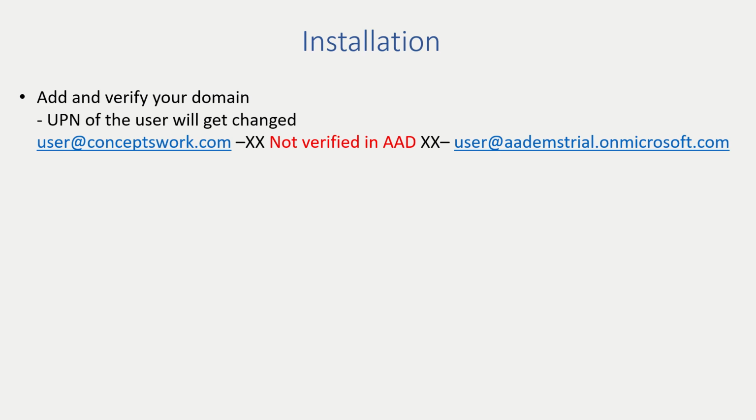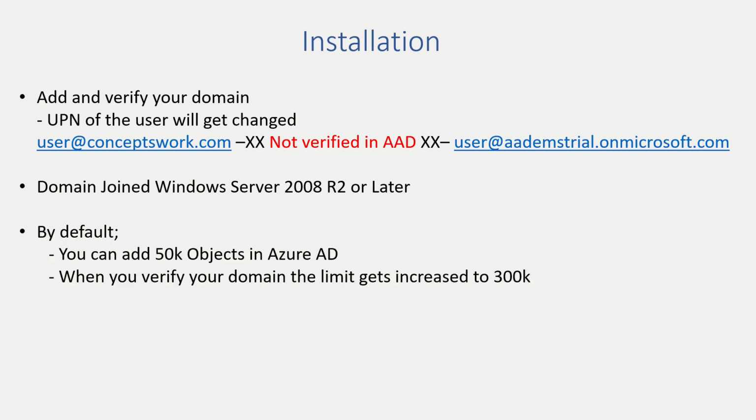The second thing you have to make sure of is that the machine you are using to install AAD Connect must be a domain joined machine, and it should be at least 2008 R2 or later. By default, when you create Azure Active Directory, you have a limit of creating up to 50K objects. But the moment you verify your domain, this count gets increased up to 300K. To install AAD Connect, you need global admin credentials.